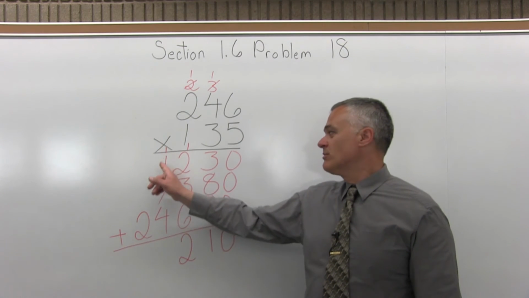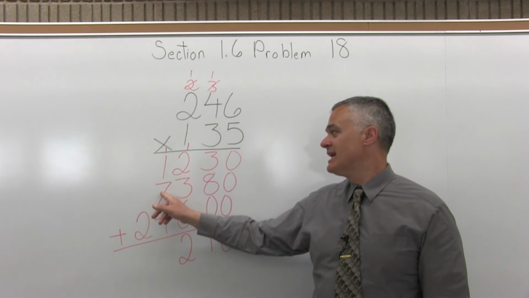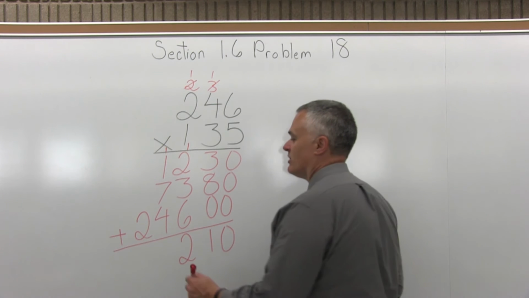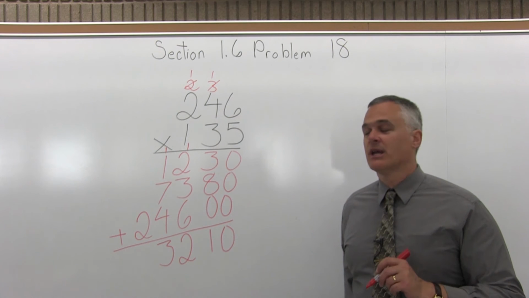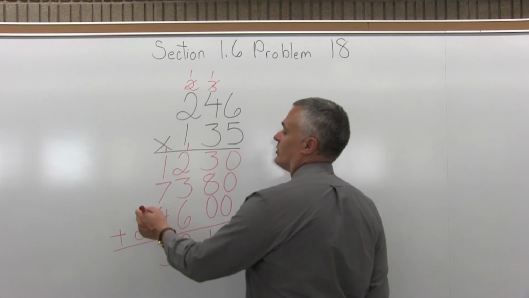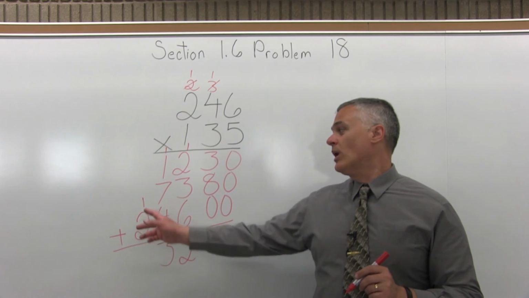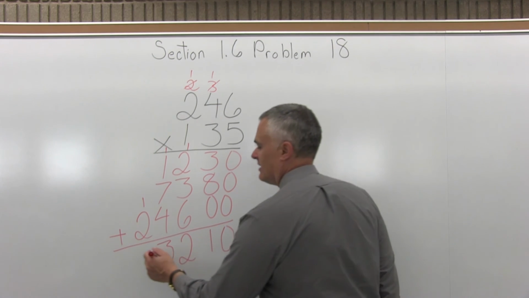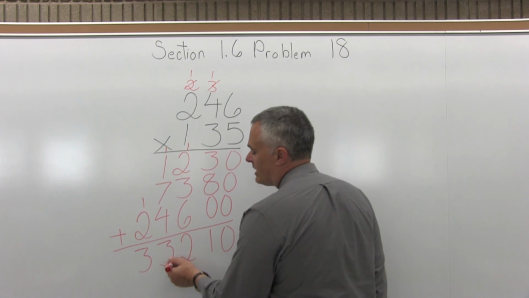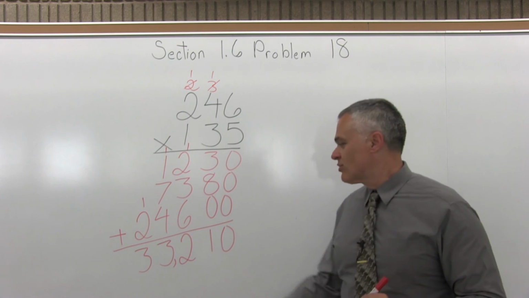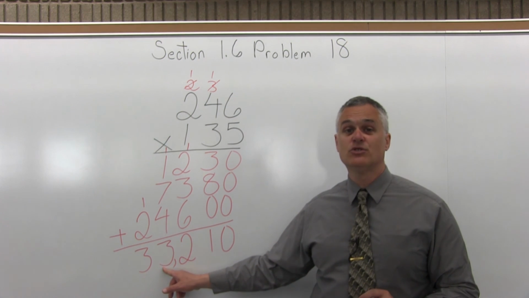And now I will add 1 plus 1 plus 7 plus 4. 1 plus 1 is 2. 2 plus 7 is 9. 9 plus 4 is 13. So again, I put the 3 from the 13 under the column where I'm working, and then I carry the 1 from the 13 to the top of the next column to the left. And then I add 1 plus 2, which is 3. And now I have a final answer. And if you like, you can put in a comma between the 3 and the 2 to show how many thousands. This would be 33,210.